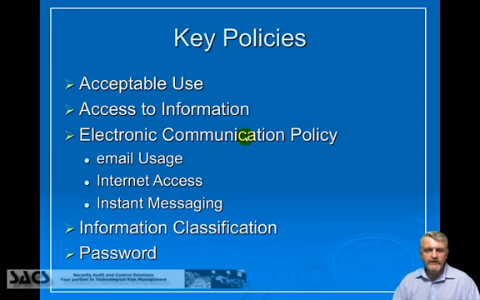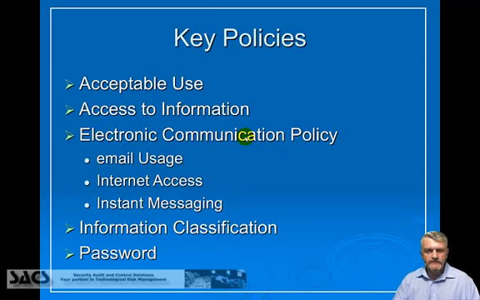Also, access to information, what the users are allowed to access, and they need to have bases, because if a user gains access to information he should not have access to, for example, salary or payroll, you need to be able to take action on that. Electronic communication policy, really important because it will cover things like email usage, internet access, instant messaging. Information classification will define for the custodians what they have to use to identify critical and secret information and what type of security control has to be put in place.